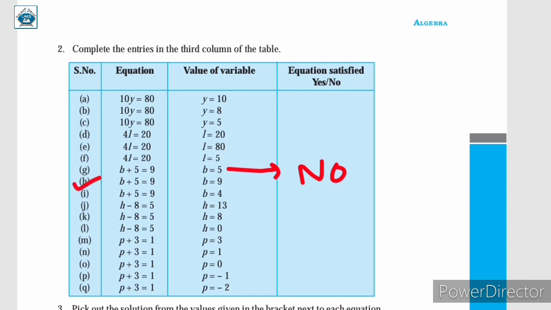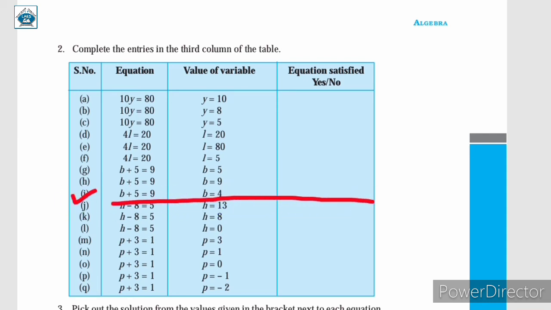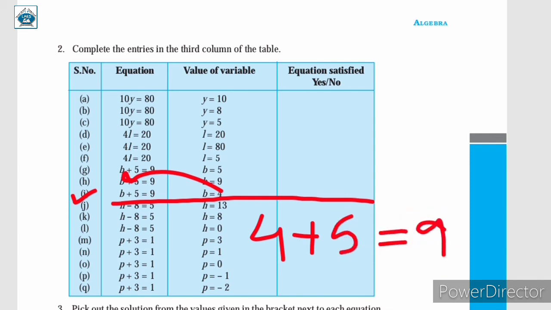Next, in the h part and I part we have the same equation b plus 5 is equal to 9. यहाँ पे b की वैल्यू हमें 9 पुट करनी है and here in the I part we need to put b is equal to 4. Let us solve part I over here. When we substitute b is equal to 4 in this equation, we will have 4 plus 5 is equal to 9. So this is the LHS and here you can observe that this is the RHS also.